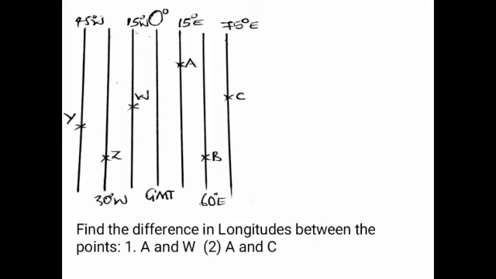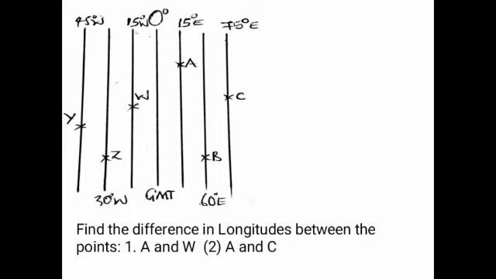The first example has lines of longitude. We can see that this line here is 0 degrees, meaning that is our Greenwich meridian. On the right side, we have longitudes heading east, and on the left side, we have longitudes heading west. The first question is: find the difference in longitude between the points A and W.